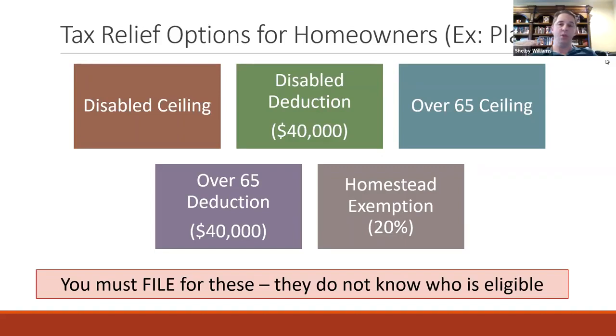Likewise, there's a ceiling if you're over 65. If you reach 65, your property tax burden, not the rate, the burden, will freeze. That's no matter what happens with your property value. Likewise, there is an over 65 deduction of $40,000. Now, it's worthy to note that your taxes can go down if your property value plummets. I hope it doesn't. But if it does, your taxes can go down, but they can't go back up.